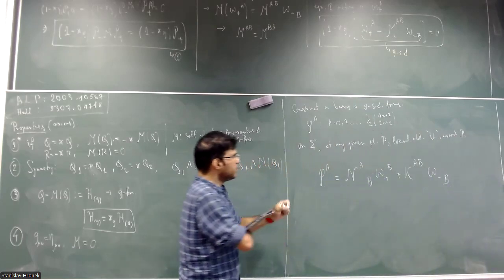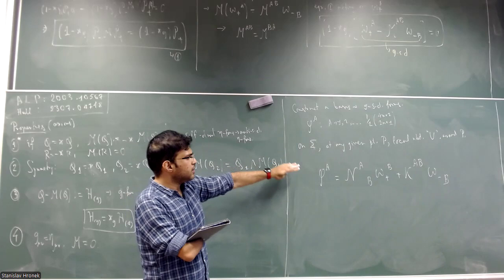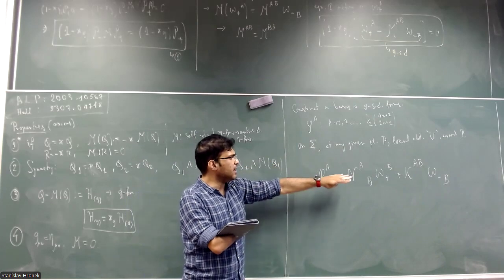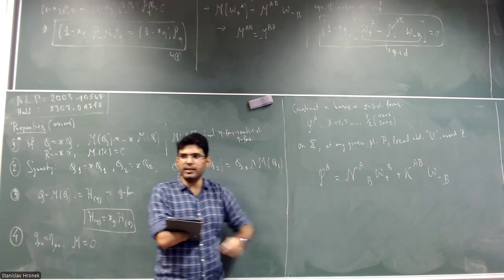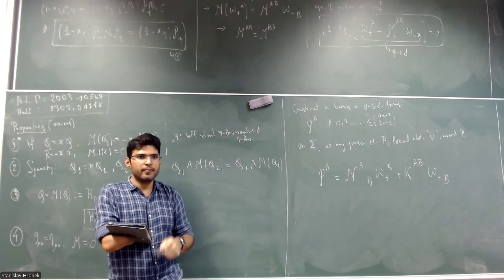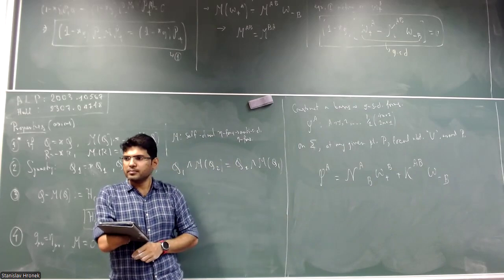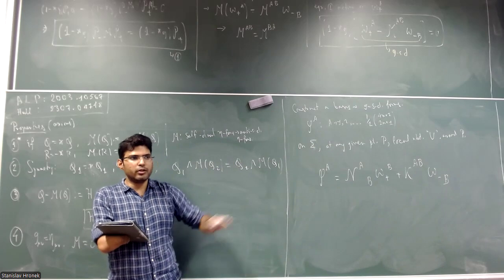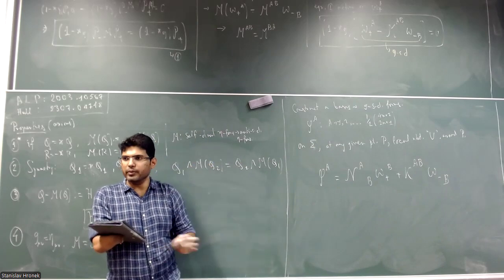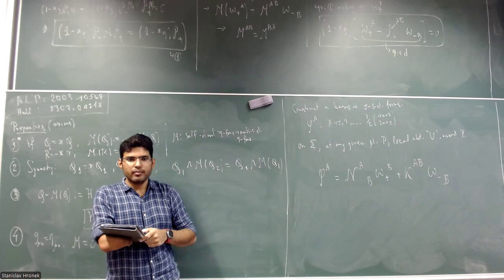such that locally I should be able to find N and K such that phi A is given by this linear combination. Right? It's not a controversial statement. Everybody agrees on this one.